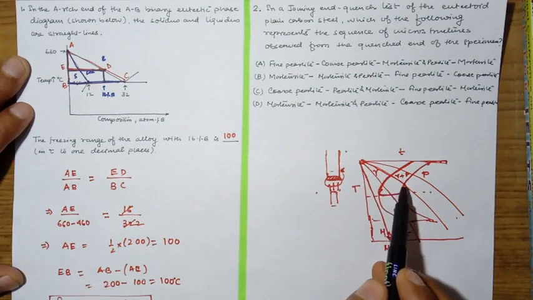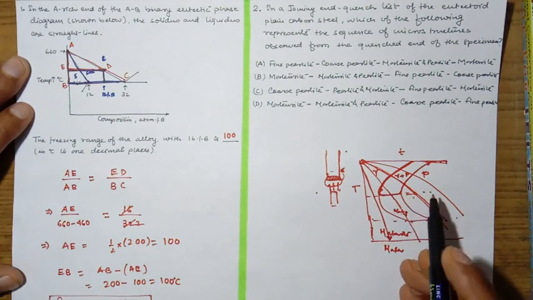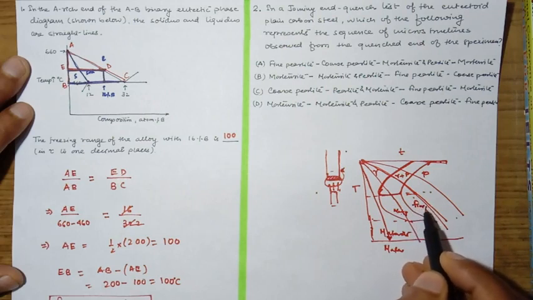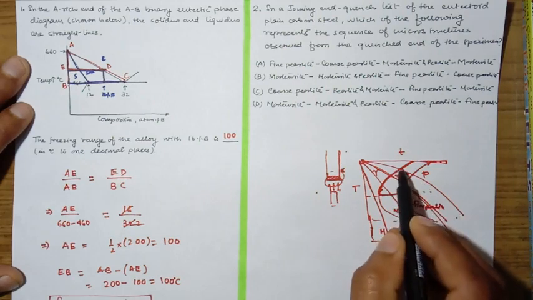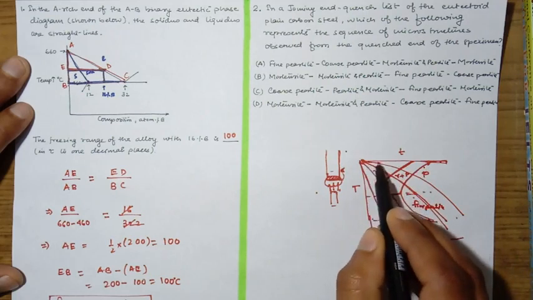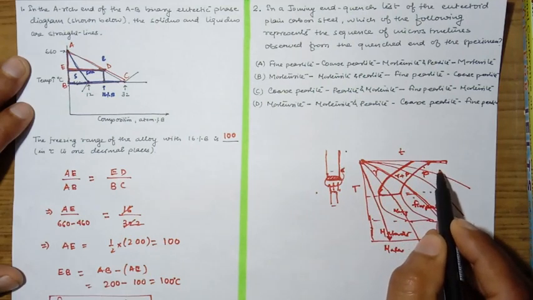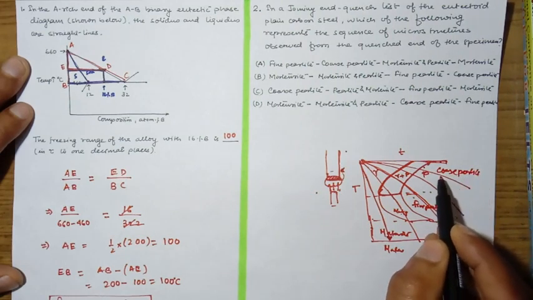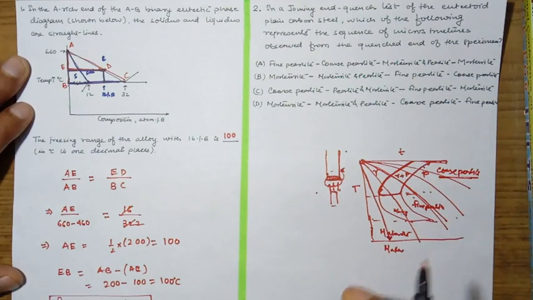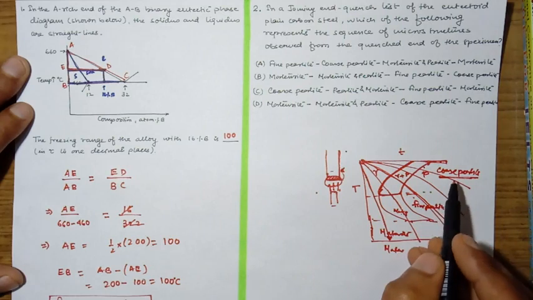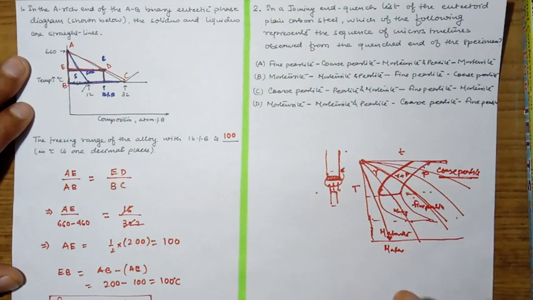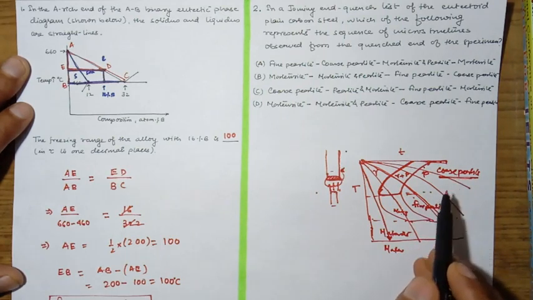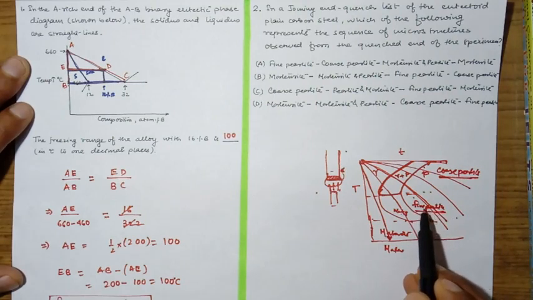Then at this region there will be pearlite, but this pearlite will be fine pearlite. And at this point, whatever pearlite is formed will be coarse pearlite. Why coarse pearlite? Because here more time is present for decomposition to pearlite. That's why more diffusion takes place, and hence coarse pearlite is formed. But here less time is available, so finer pearlite is formed.